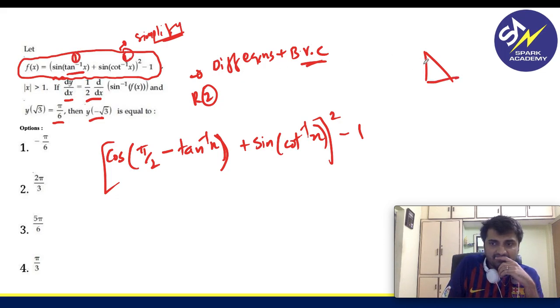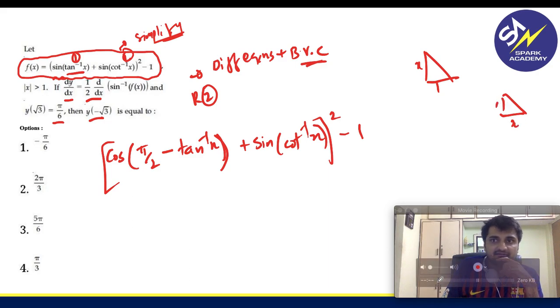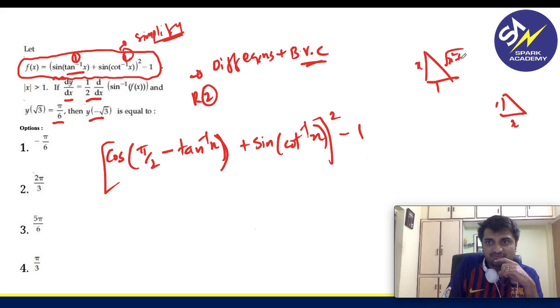Draw a right angle triangle. Tan inverse will be what? This will be like x and 1. Cot inverse will be what now? Cot inverse will be x and 1, right? So either way it will be x square plus 1. Either way it will be x square plus 1, right?